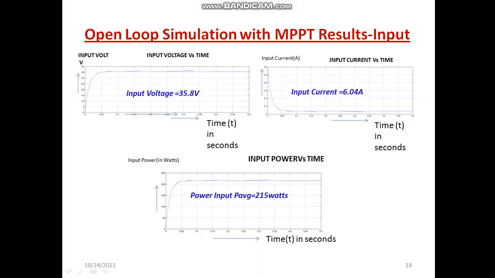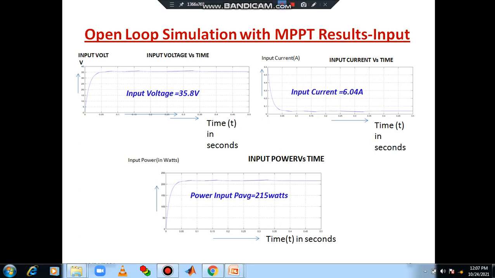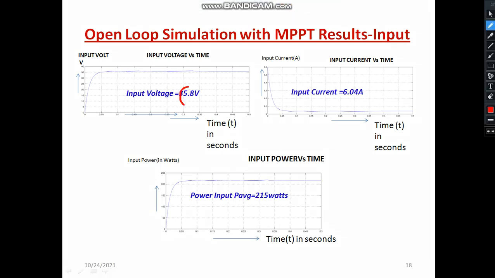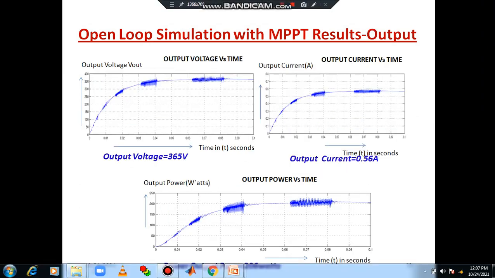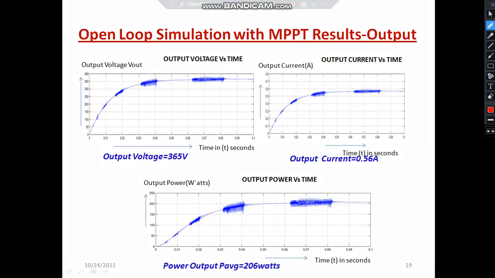Then I obtained an input voltage of almost 35.8 volts. The input current is equal to 6.04 amps, and the average input power is equal to 215 watts. These are the things I obtained. These are the output waveforms: the output voltage 365 volts, output current of 0.56 amps, and output power of 260 watts.